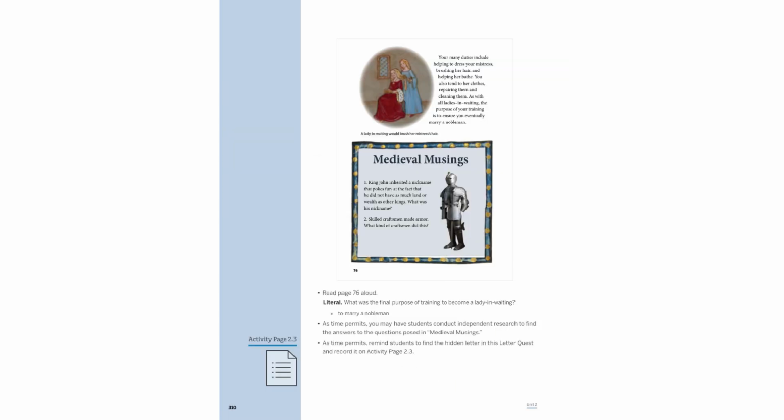A lady-in-waiting's duties included dressing her mistress, brushing her hair, and assisting with bathing. She also managed clothing repairs and cleaning. The ultimate goal of this training was to prepare her for marriage to a nobleman, ensuring she was well-versed in the skills and etiquette required for noble society.